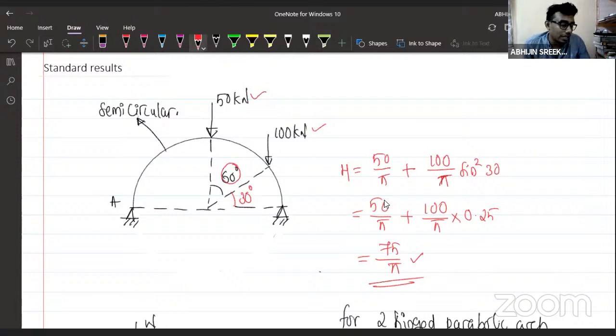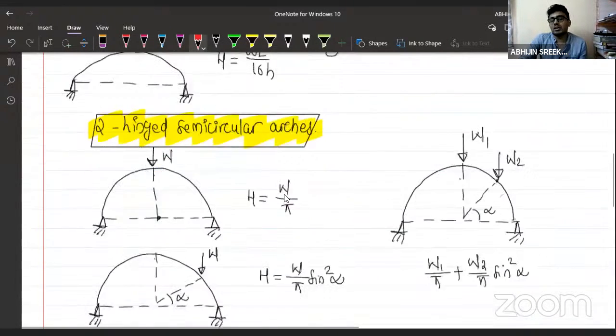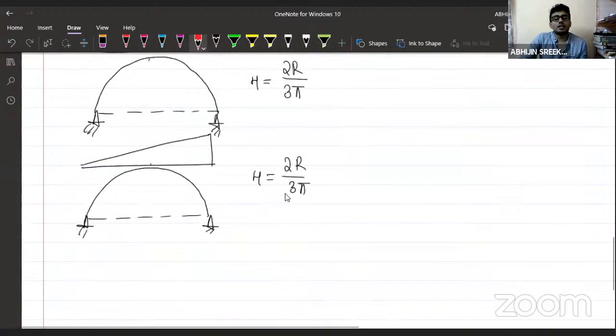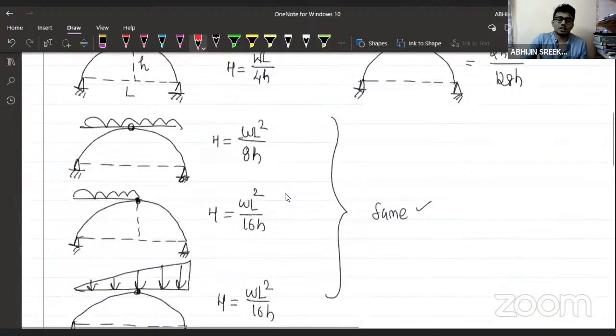No need to go for analysis. If you don't remember these equations, you have to analyze the structure by using the strain energy principle or by using the methods available. Two-hinged arch, that is parabolic or semicircular, is indeterminate. You have to go for indeterminate analysis, which is a time-taking process. So remembering the standard results is actually recommended. For the one, W by pi, W by pi into sine square alpha, and 4r by 3 pi, 2r by 3 pi, all these things are there. Just remember these equations.